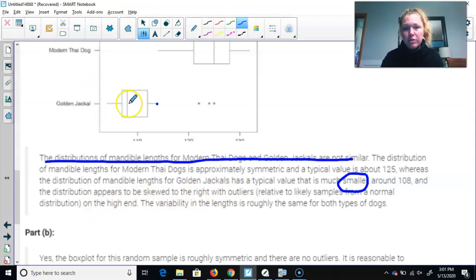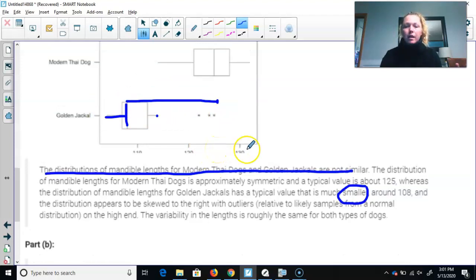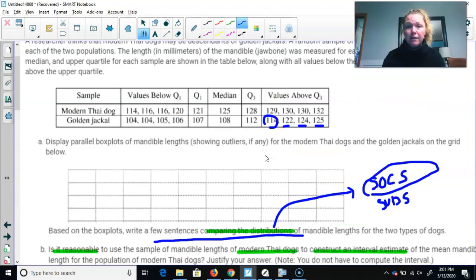How do I know it's skewed to the right? You look at this side from the median, this side all the way out to my maximum is much longer. That means we have a tail, compared to this side over here to my minimum, okay? They phrased it a little bit different than I would have. I would have said the distributions of the modern Thai dog versus the golden jackal. The modern Thai dog is pretty much symmetric. The golden jackal is skewed to the right, okay? The median of the golden jackal is smaller than the median of the modern Thai dog.